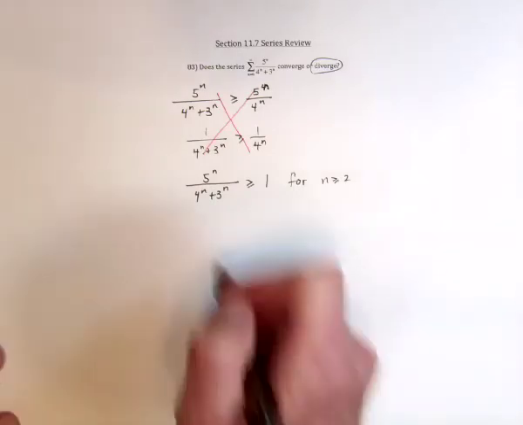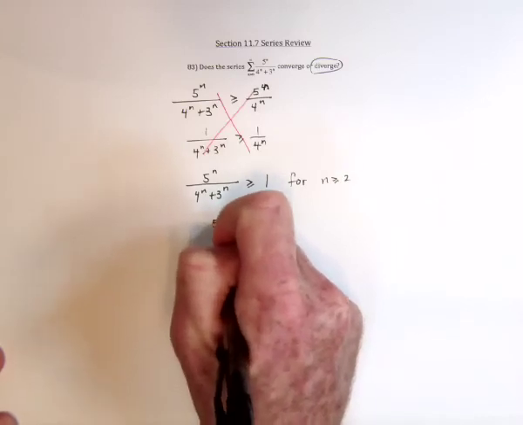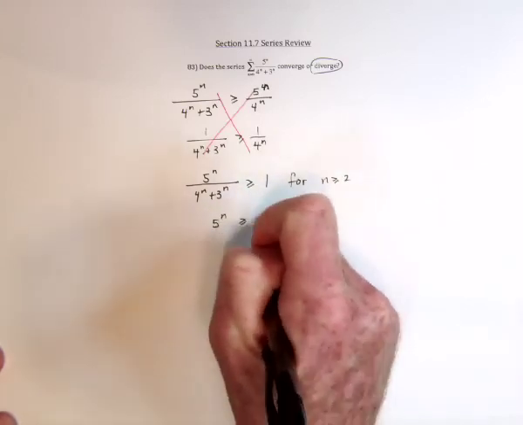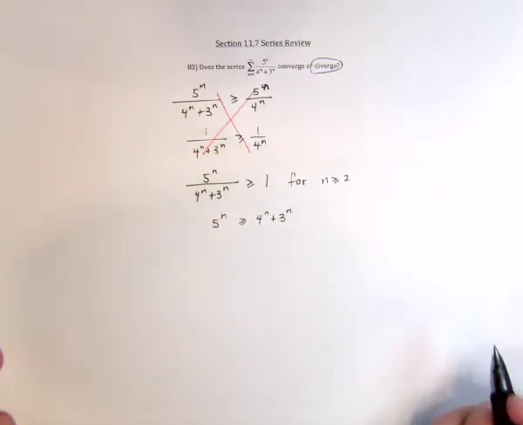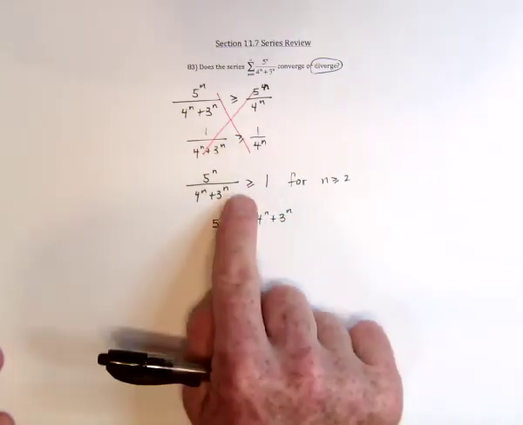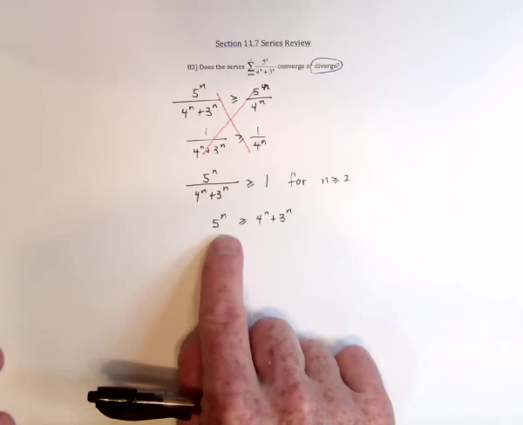Let's see, so cross multiply, so 5 to the n is bigger than or equal to 4 to the n plus 3 to the n. Now the thing is, I know this inequality is true. I could see that from the graph and looking at those numbers. But how do you prove that 5 to the n is always bigger than a 4 to the n plus a 3 to the n?